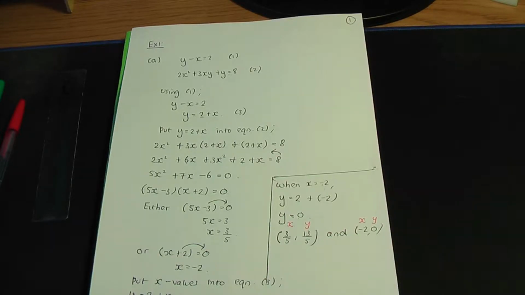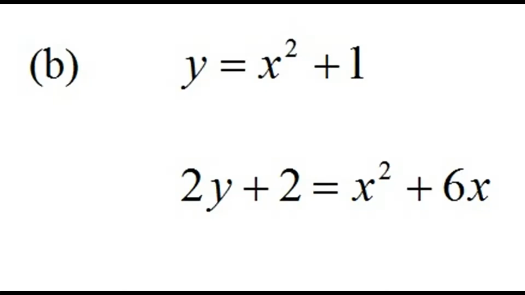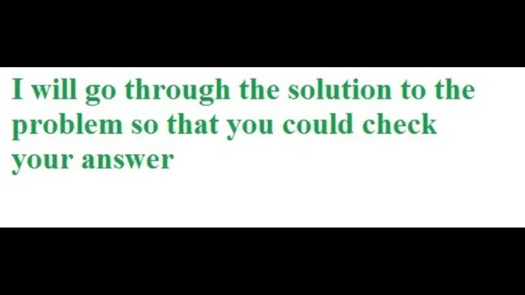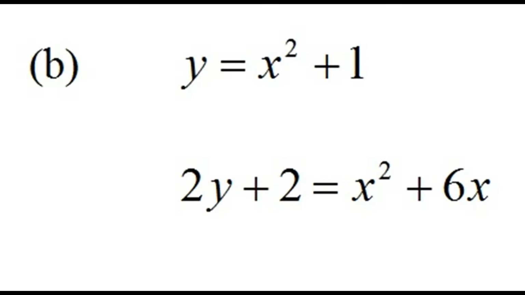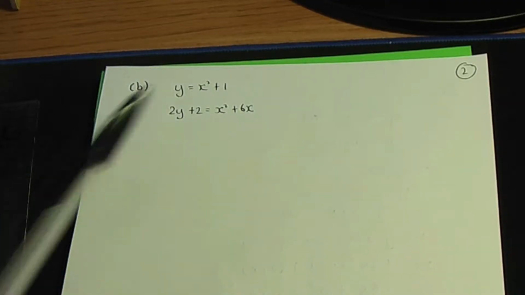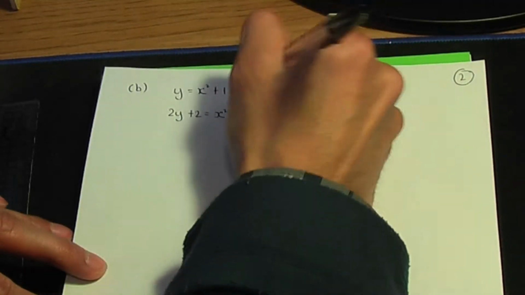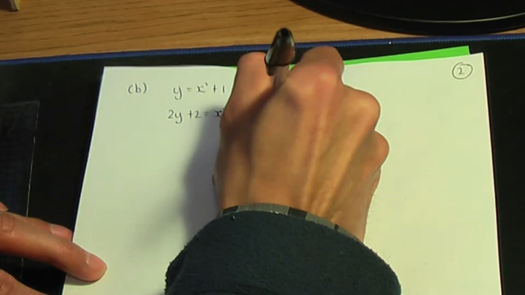So back to the screenshot. So in this case we have another example. So example 1 part B. Part B reads y is equal to x squared plus 1 and 2y plus 2 is equal to x squared plus 6x. So back to the paper and pen. So here are the two equations, so good starting point, as I said earlier.